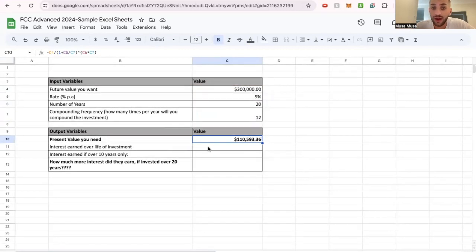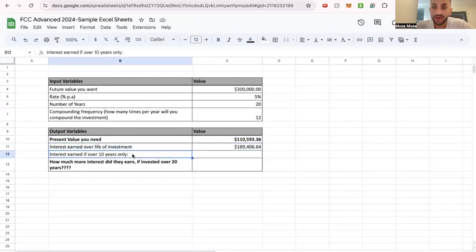Interest earned over the life of the investment. Well, this is going to be quite easy as well. Interest earned is how much the future value was minus how much the present value was. So that's $189,406.64. That's how much interest we would have earned if we did this over 20 years.